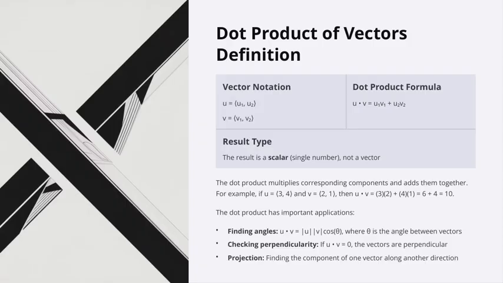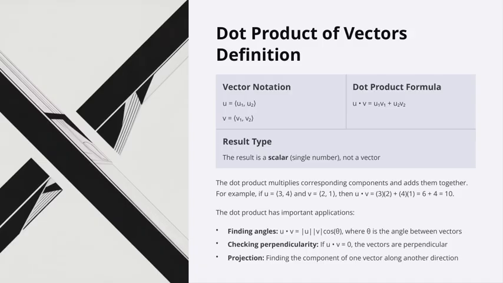Let's take a closer look at the dot product of vectors, starting with the notation. When we write u equals (u1, u2) and v equals (v1, v2), we're simply representing two vectors in two-dimensional space with their components. The key formula for the dot product is u·v equals u1 v1 plus u2 v2. This means we multiply the corresponding components of the vectors and then add those products together. Now, it's important to remember that the result of a dot product is a scalar, not a vector. It's just a single number.